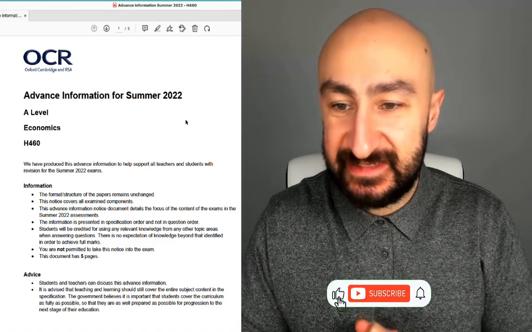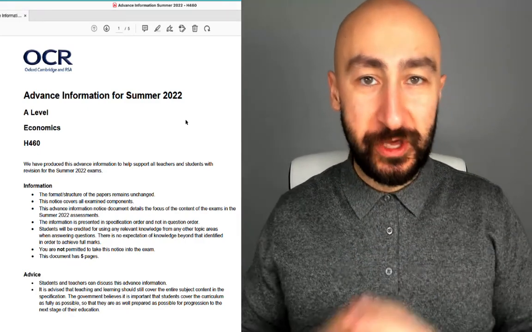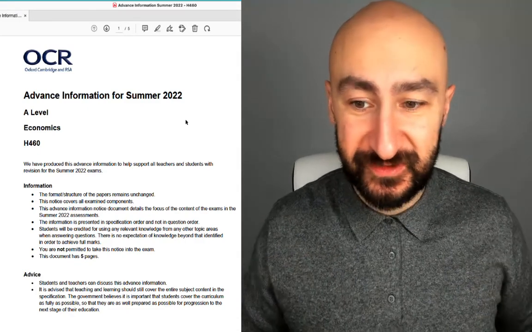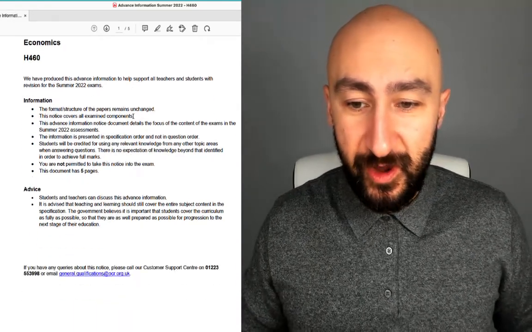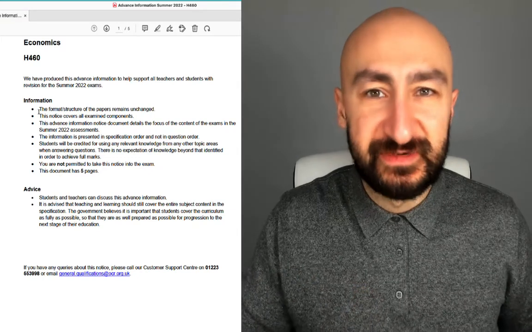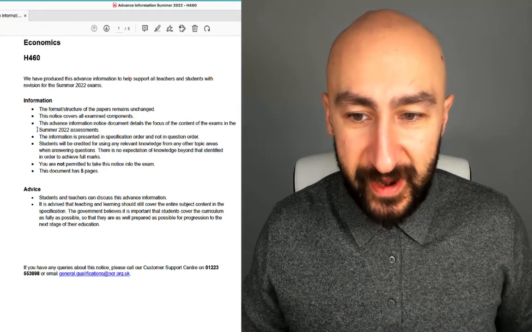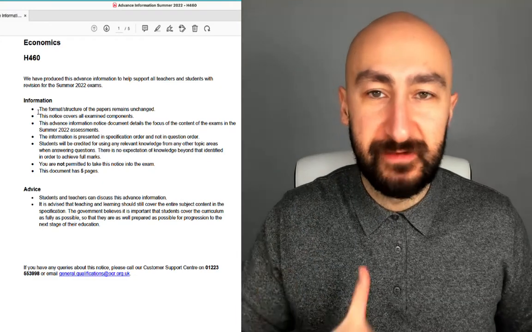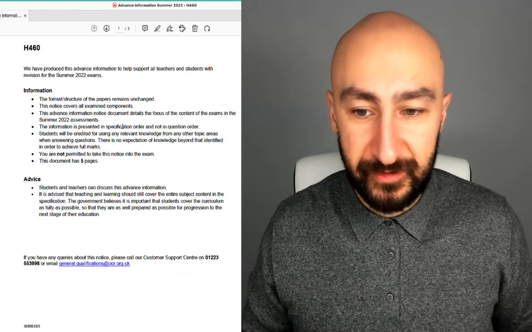It's going to be discussing the OCR Economics Advanced Information for your exams in the summer of 2022. So again, this is focusing on economics, and we're going to run through the specifics rather than the general aspects of it. So again, format and structure remain unchanged. This notice covers all examined components.